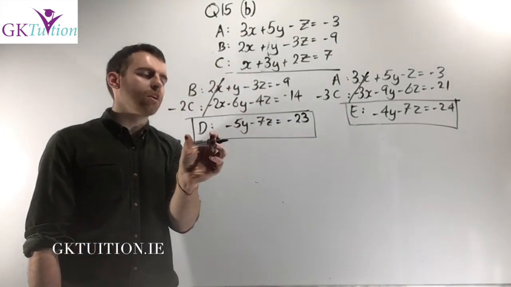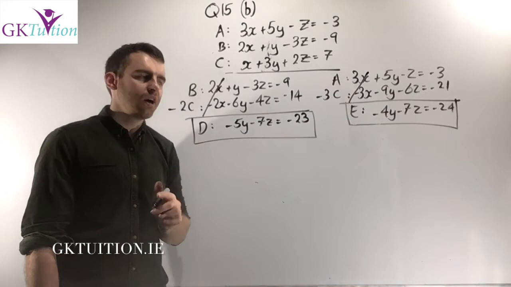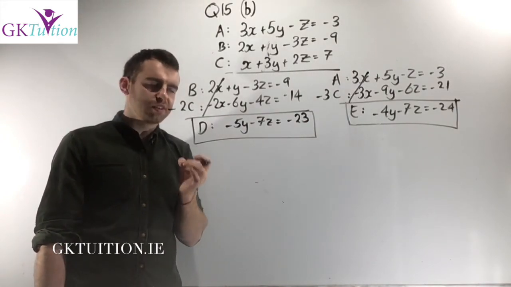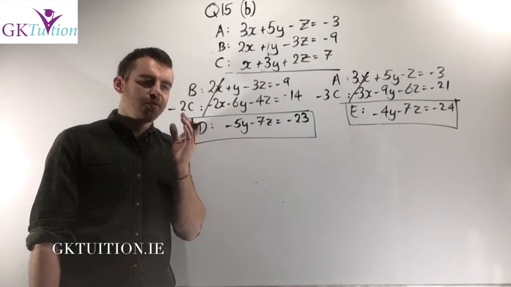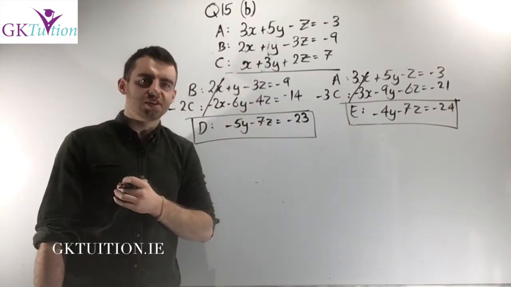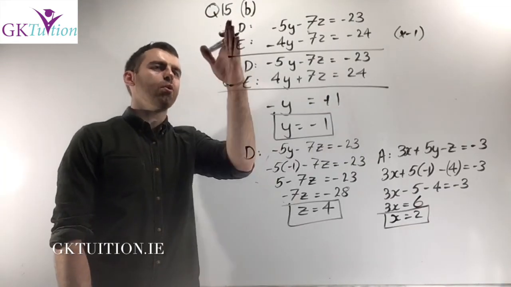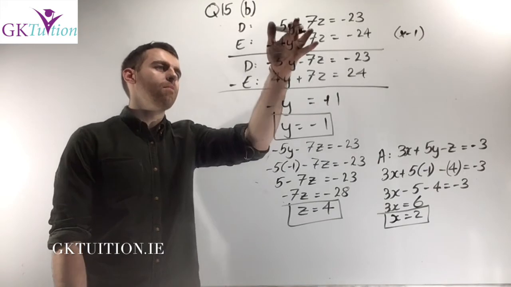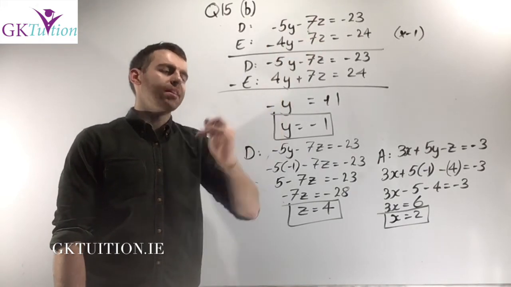If I now look at equation D and equation E, I have two equations and two unknowns, which means I can solve this by doing a simultaneous equation. Once I find y and I find z, I can sub back into one of these original equations and find x. So now that I have equation D and equation E, I decided to eliminate my z's because I have a minus 7z and a minus 7z.